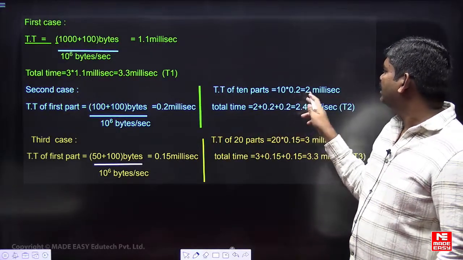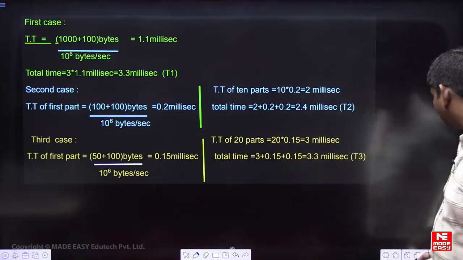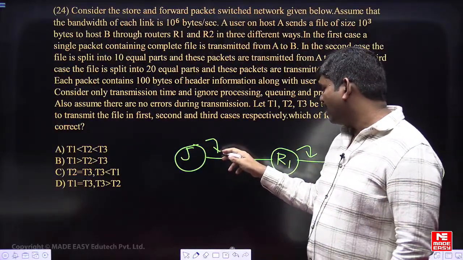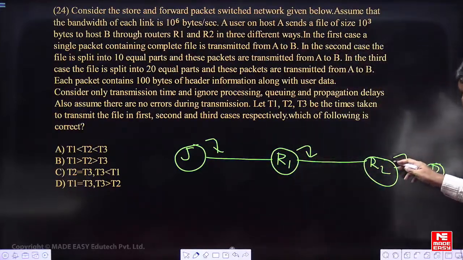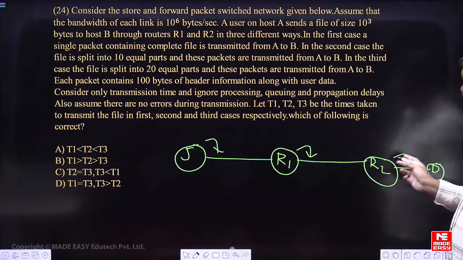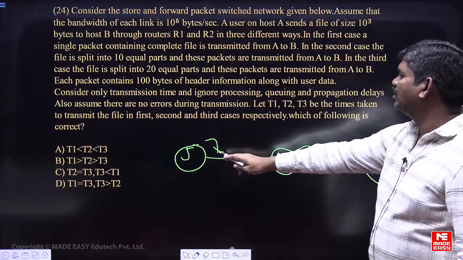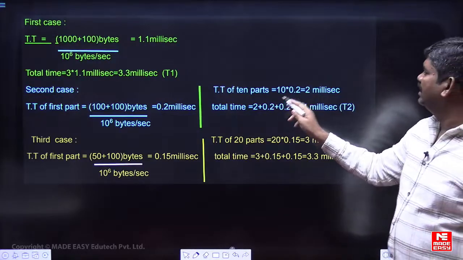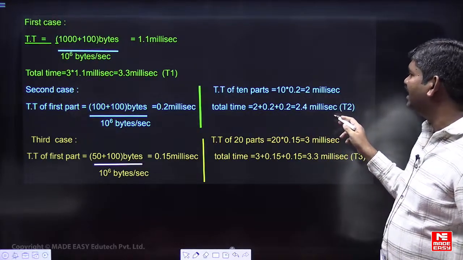Then what is the total time? This is 2 plus 0.2 plus 0.2. Why 0.2 plus 0.2? Basically, when you are sending the 10th packet, which occupies 2 milliseconds, at that time the 9th packet is here, and the 8th packet is here. So in the next 2 hops, next 0.2, next 0.2, this 10th packet will reach here. So the total is 2 plus 0.2 plus 0.2, and this value is 2.4 milliseconds.